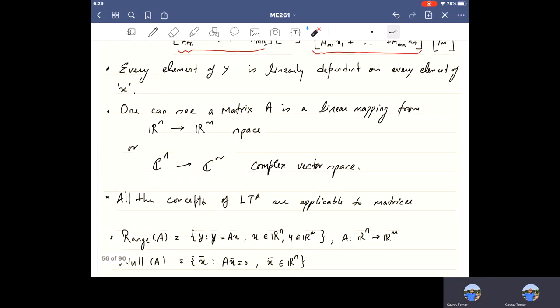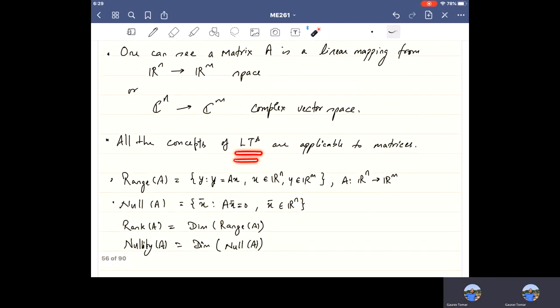So all the concepts that we had learned previously about linear transformations are applicable to matrices. All the concepts we have learned, you will find them useful here. In particular, we can start by talking about the range of A, this mapping. So range of A we can define as the collection of all the vectors Y such that Y is a mapping of some vector X in Rn space to a vector Y in Rm space. So we can write the mapping as A such that Rn gets mapped to Rm.